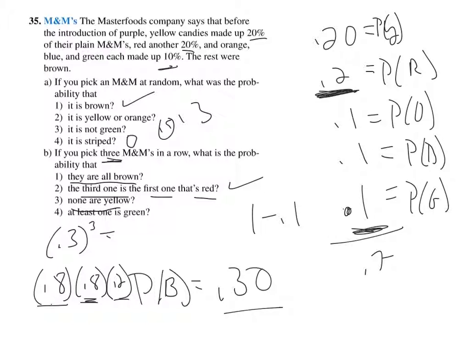None are yellow. Well, again, we know 20% of them are yellow, so 1 minus 20%, or 100 minus 20%, is 80%, or 0.8.